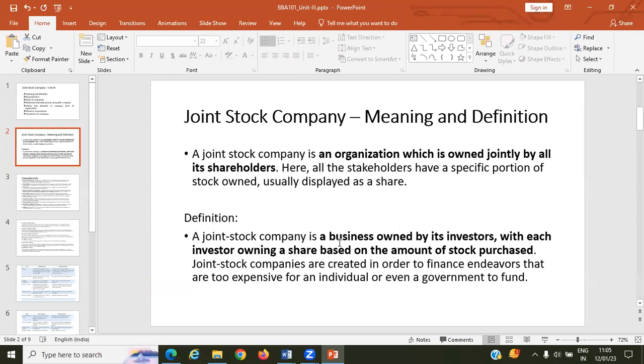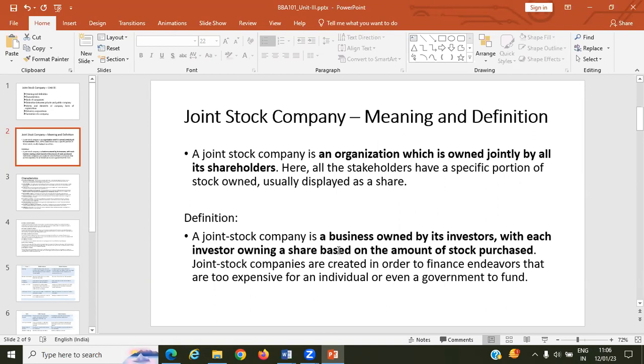Initially, take the example of any business. It will start from one person. One person is one type of business, a sole proprietorship, who is doing the business. Purchasing, selling, everything he is doing. Then partnership. It has some advantages and disadvantages of one person.